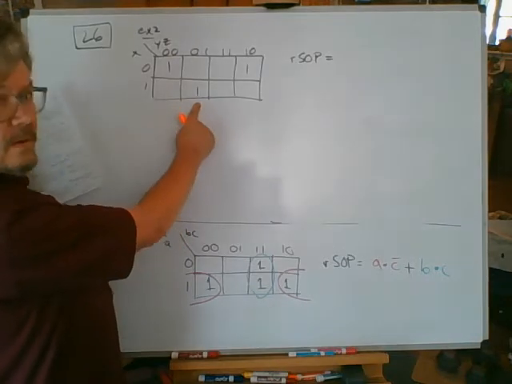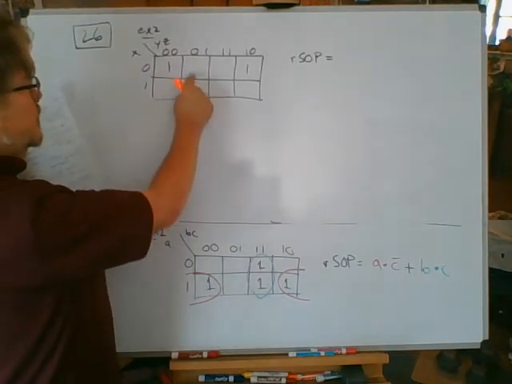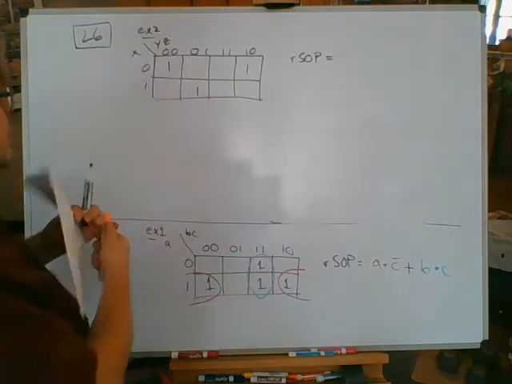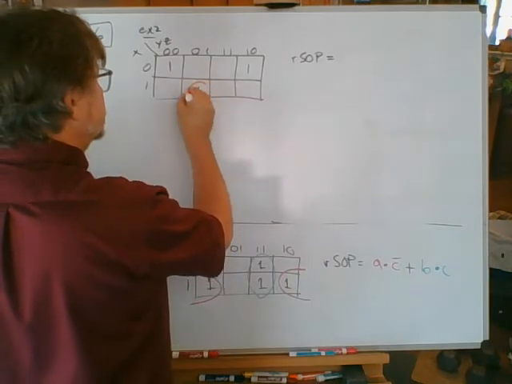And here we have a winner or a loser, depending on your perspective. This one can't be grouped above, to the left, to the right, not even with wraparounds. So that one, that little one all by itself.